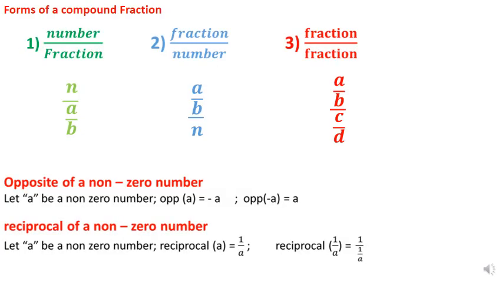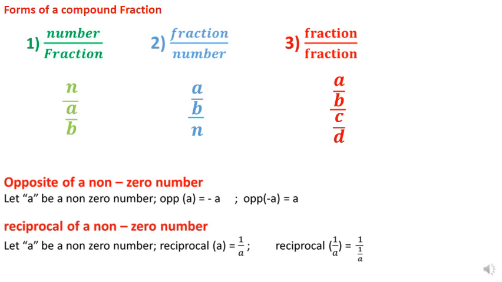What's the meaning of compound fraction? A compound fraction can have 3 forms: a number over fraction, a fraction over number, and a fraction over fraction. So compound fractions mean I have more than one fraction in the fraction. Okay, so if you look at the first one, we have n over a over b. So I have a number over fraction, or a fraction over number, or a fraction over fraction. How do I solve this? This is very easy. You will see that we have easy steps to calculate this.